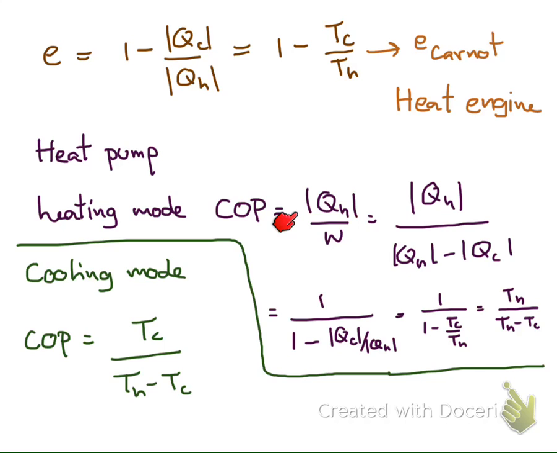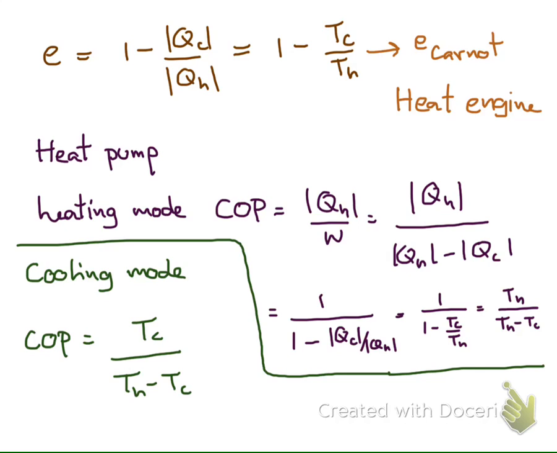But when we do a little algebra, we can rearrange the expression for the COP in the heating mode to be like this: 1 over 1 minus QC over QH. And it can be shown that, in the Carnot cycle only, QC over QH is equal to TC over TH. So we put QC over QH equal to TC over TH here, and rearrange this expression to get that the COP of the heating mode of the heat pump that works under the Carnot cycle is equal to TH over TH minus TC. So this is the COP for the heat pump under the Carnot cycle.